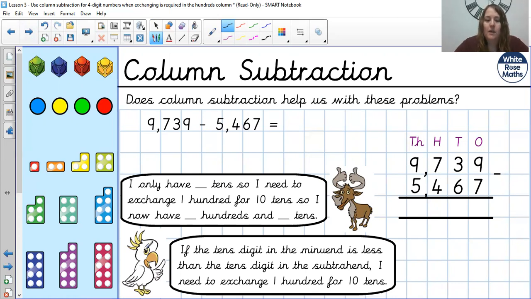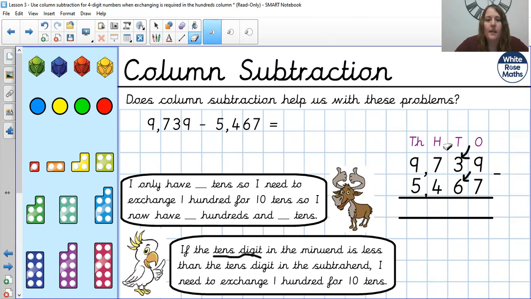And this time, Coco is saying if the tens digit here in the minuend, which we know is the top one, is less than the tens digit in the subtrahend, then we need to subtract. Now I've actually pointed at the ones number. We actually mean this number here in the tens column. So let's not confuse ourselves and let's get rid of those arrows for now.